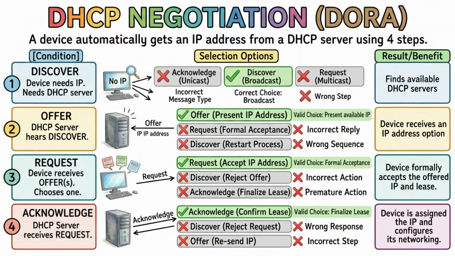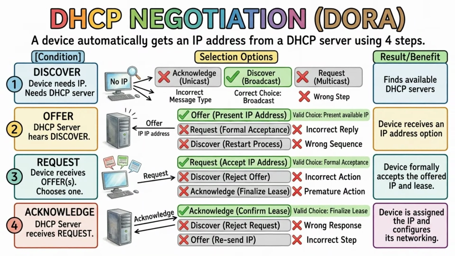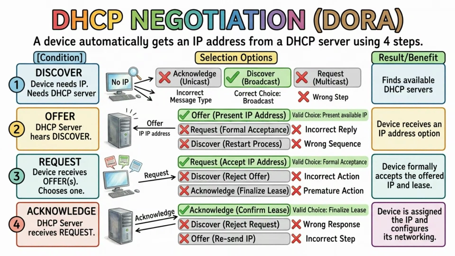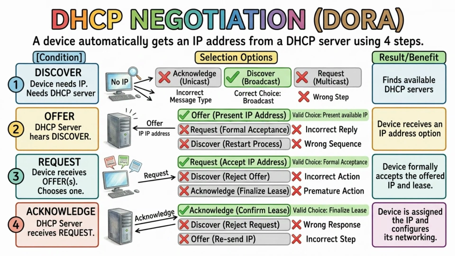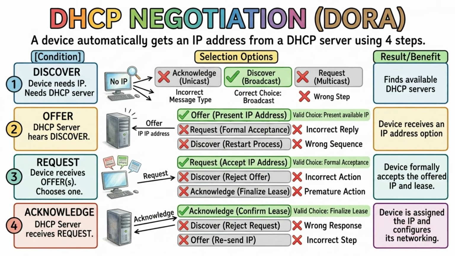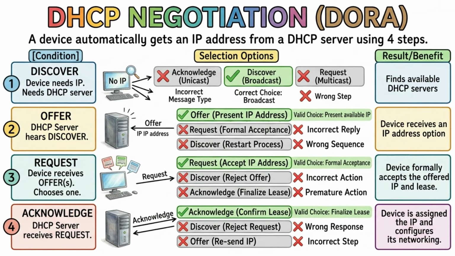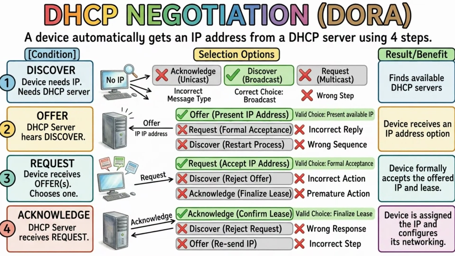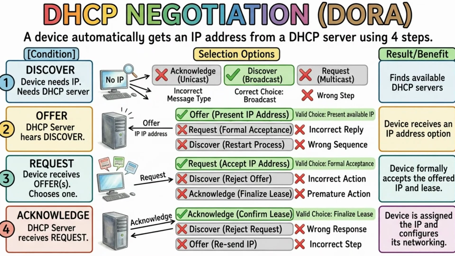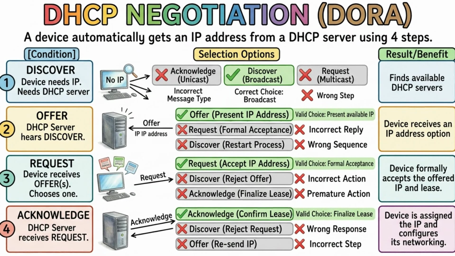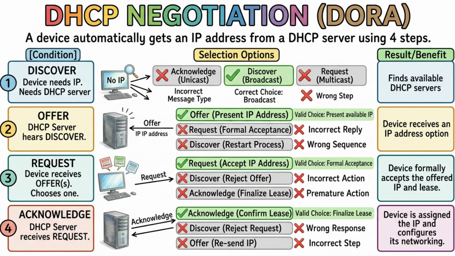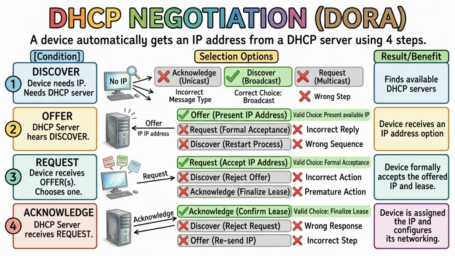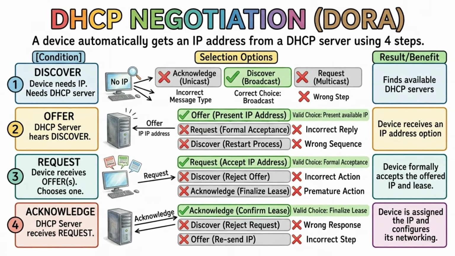To acquire an IP address, a client device and the DHCP server perform a four-step negotiation process commonly known as DORA. The computer first broadcasts a discover message to find any available DHCP server on the local network. The server hears this request and replies with an offer message, presenting an available IP address for the computer to consider. The computer then sends a request message to formally accept the offered address, and finally, the server sends an acknowledge message to finalize the lease. Memorizing these four steps in the exact order of discover, offer, request, and acknowledge is highly recommended for your certification test.